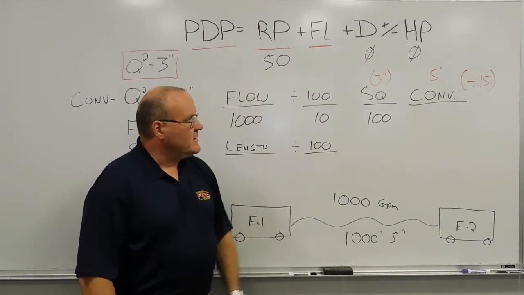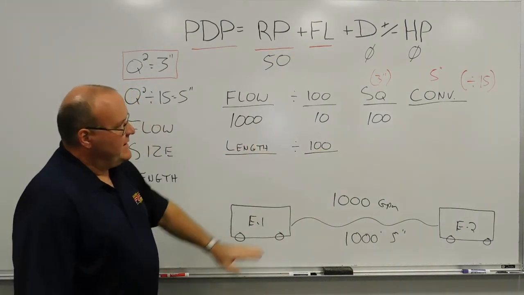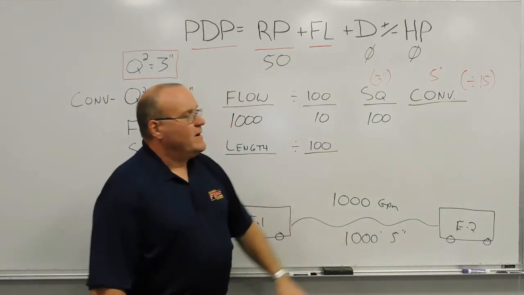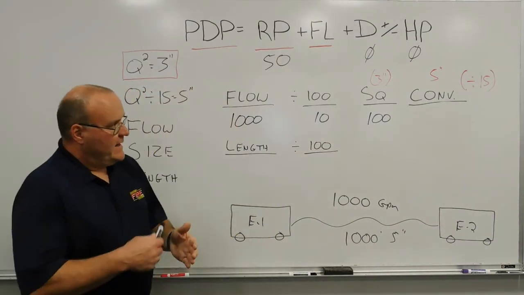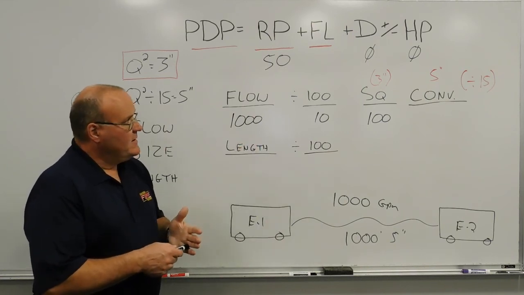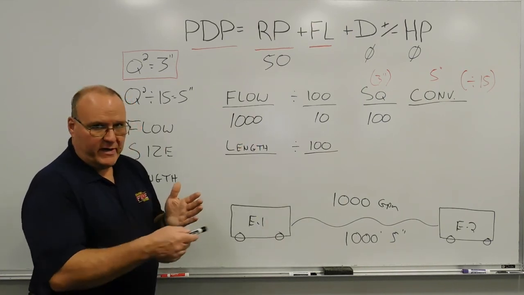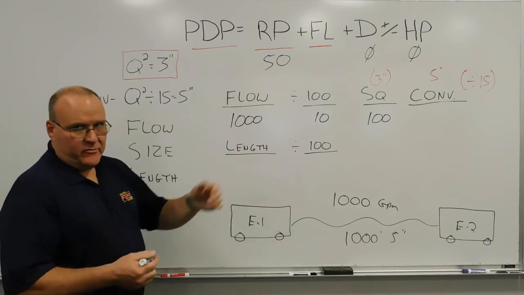of friction loss. Okay? We're going to move from 3-inch hose to 5-inch hose, and we're going to take that number and divide that by 15 to convert it. So if I take 1,000 gallons a minute, end up with 100 pounds per section at 3-inch, and I convert that by dividing by 15, I'm going to end up with roughly 7 pounds of friction loss.